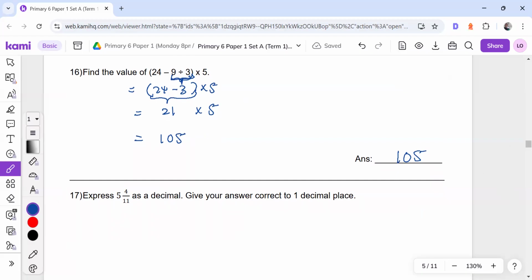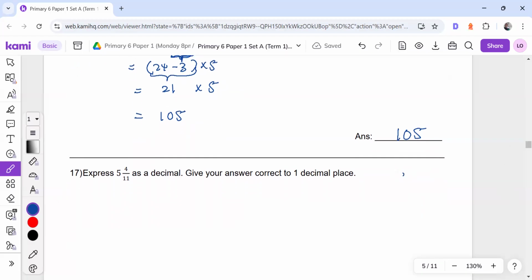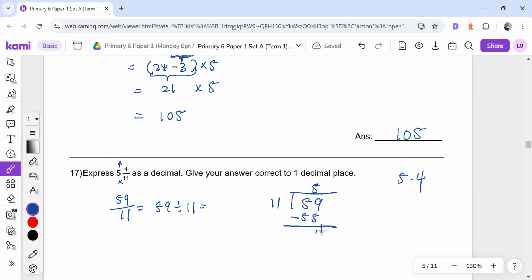Question 17, similar question to just now. All right, 5.4. And how to get decimal? No calculator. Change it to mixed number. So you have 55 plus 4, 59 over 11. What is 59 over 11? 59 divided by 11. Fraction means divide. So do your long division. 5 times 11, 55, minus remainder 4.